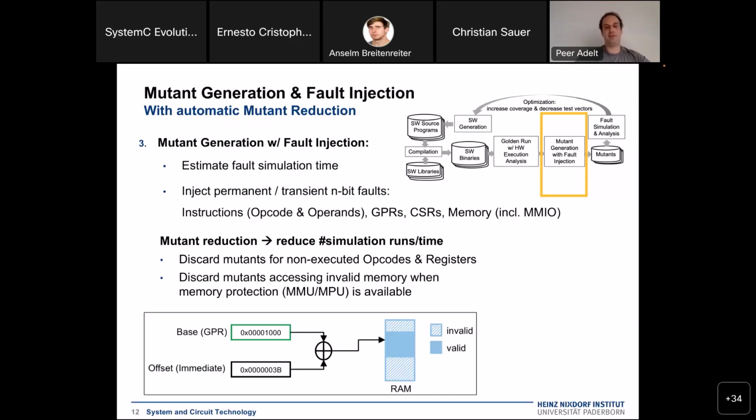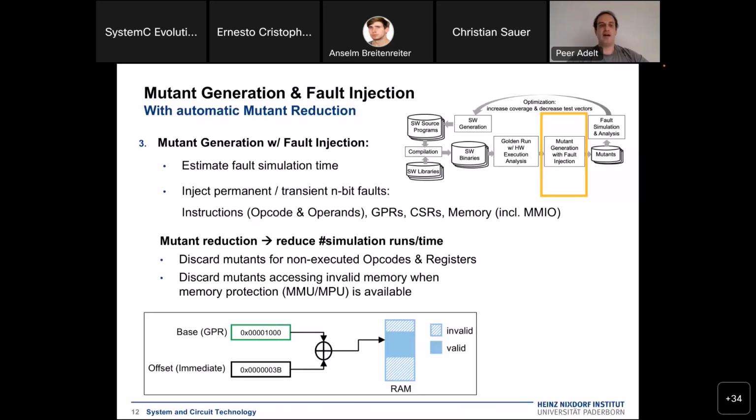Also just to specific bits, if you like, for example, only to opcodes or only to operands, into registers like the general purpose registers, also to the configuration registers, and last but not least, the memory, including memory mapped I/O peripheral devices. Right here, we already discovered some possibilities to reduce the amount of mutations to reduce the simulation time.